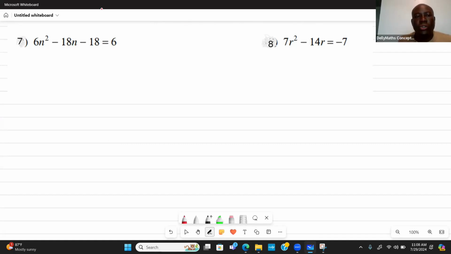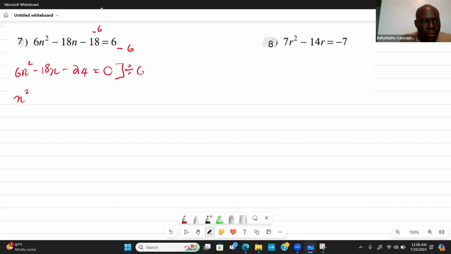Similar fashion here. What I want to do is make sure that I have a 0, everything is equal to 0. So I'm going to have to subtract 6 from both sides. So I'm left with the 6n squared minus 18n. This will give me minus 24. And now it is equal to 0. Because everything is divisible by 6, I could divide everything here by 6. So if I divide everything by 6, I'm going to be left with n squared minus 3n minus 4, and this is equal to 0.